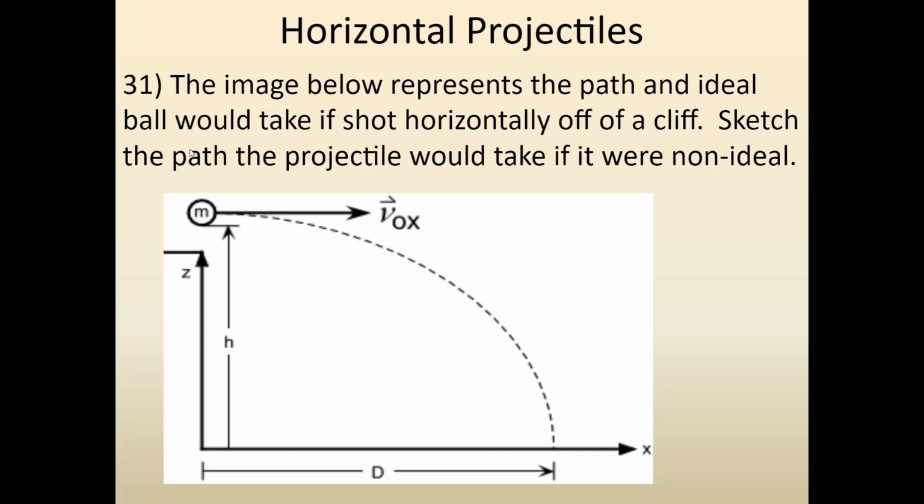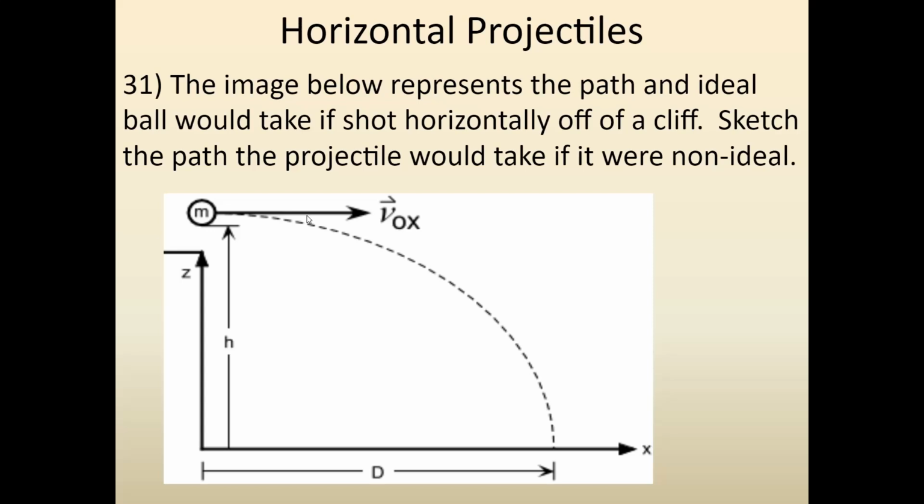All right. So the question is, sketch the graph for the projectile if it was non-ideal. This dotted line is supposed to represent the ideal path. The whole idea about ideal versus non-ideal is basically a way of saying no air friction and air friction. So this path is the path it would take without air friction, and they want us to figure out what the path would look like if it did have air friction.